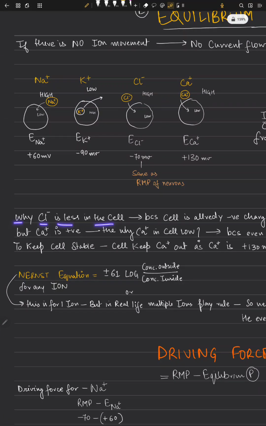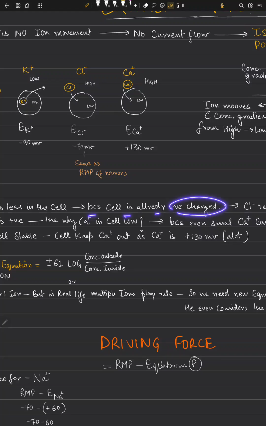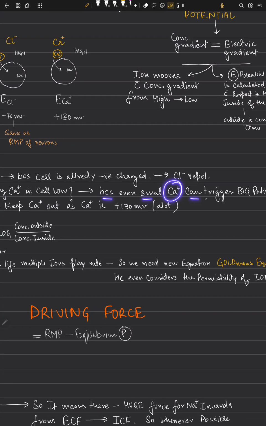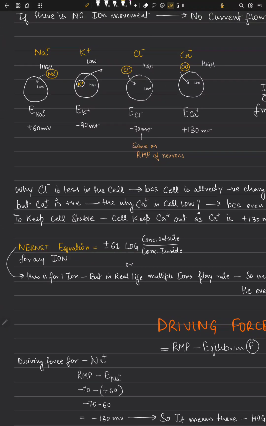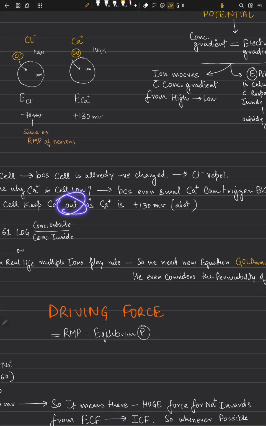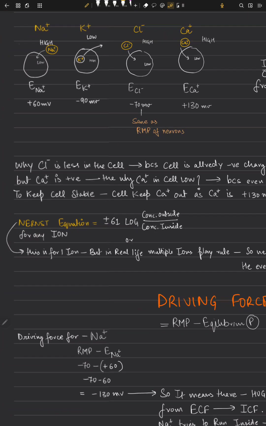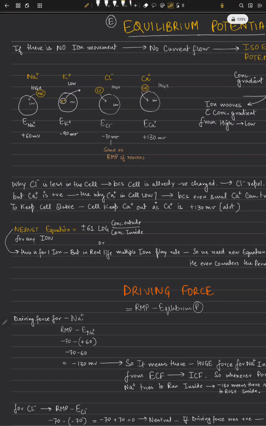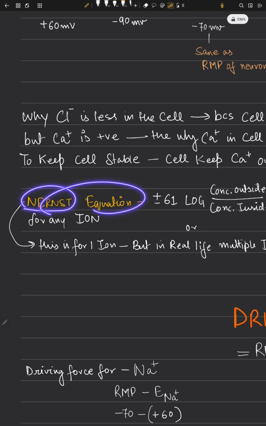Why is chlorine less in the cell? Because the cell is already negatively charged. Chlorine repels. Cool. But calcium is positively charged. Then why is calcium less in the cell? Because even small calcium can trigger big pathways. To keep the cell stable, the cell keeps calcium out, as calcium is plus 130 millivolt. It's a lot. It can change the whole potential difference of the cell. So that's why we don't want a lot of calcium in our cell.